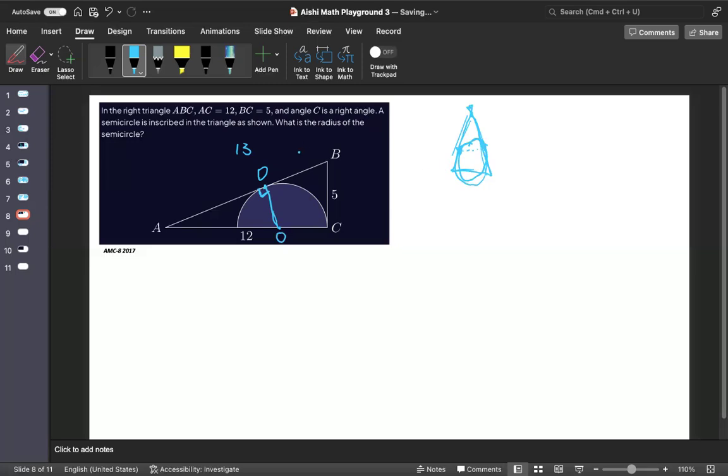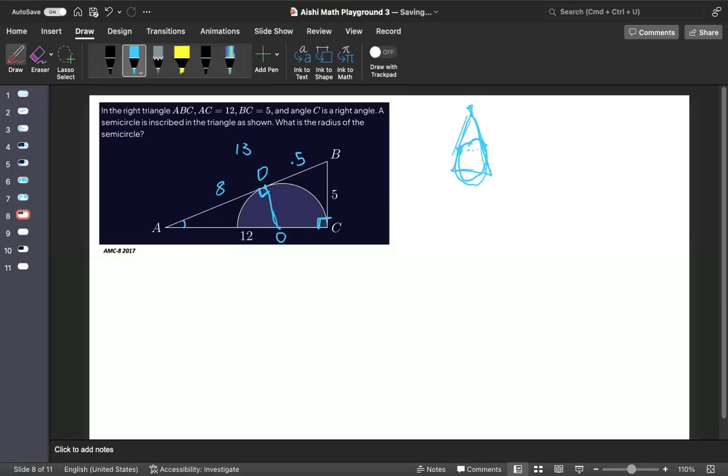So, BD would be 5, which gives us that AD is 8. So now, since both angle D and angle C are right angles, we have that triangle AOD and triangle ABC are similar by angle similarity because angle A is common.